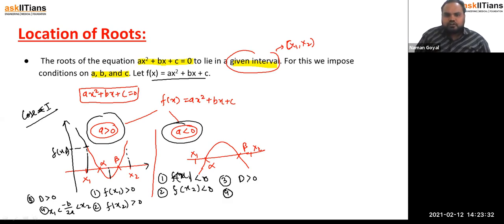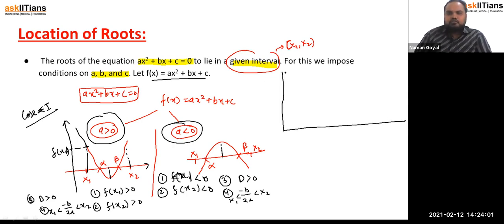Fourth condition is what? Again, minus b by 2a. The x coordinate of this vertex always lies in between x1 and x2. So we can say that minus b upon 2a is less than x2 and is greater than x1, right? Okay, so what we do here, we just write down the conditions for a greater than 0 and for a less than 0 separately. If I want to write down combinedly, so see the conditions are what?